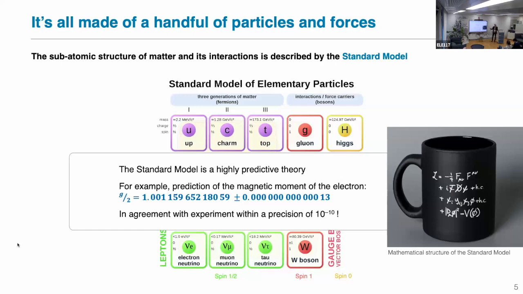And it's incredibly predictive. So I wanted to give you one hint of the predictivity of this model. The magnetic moment of an electron is actually a very complex property, and we can predict it to this number of digits here, 10 to minus 10, and it is in agreement with experiments, a very precise measurement. So it is a very precise theory.